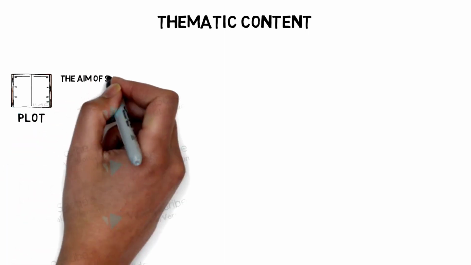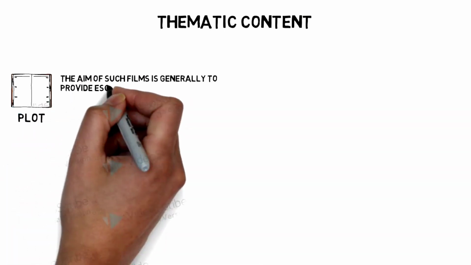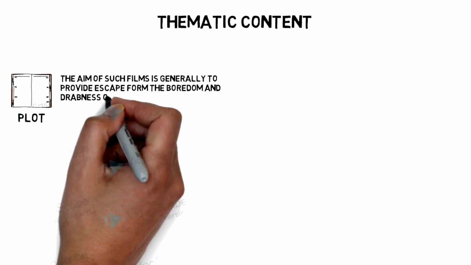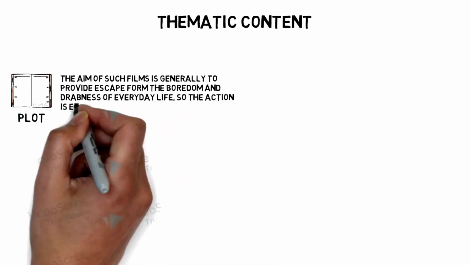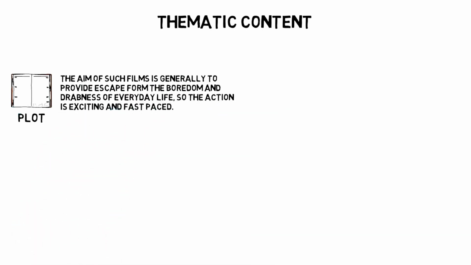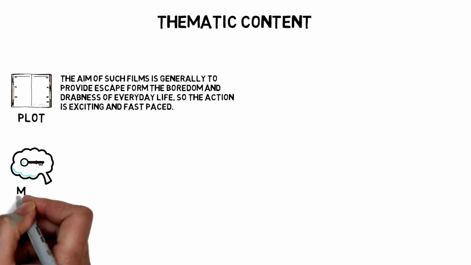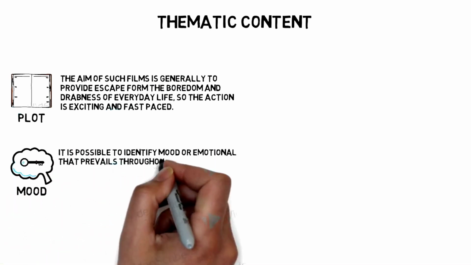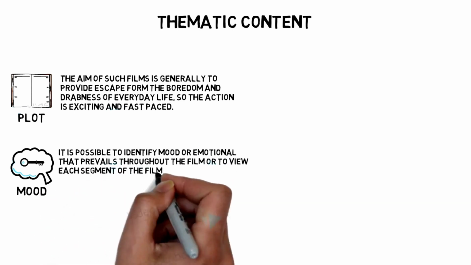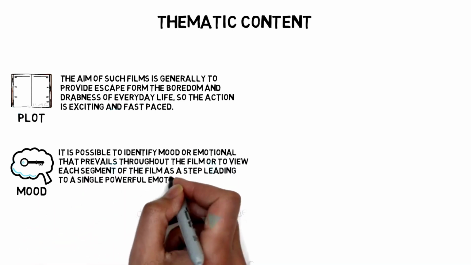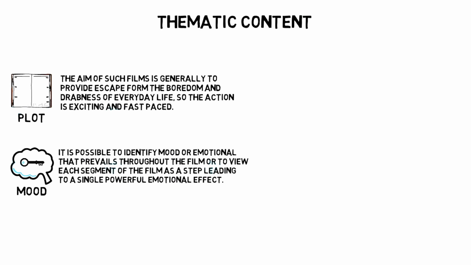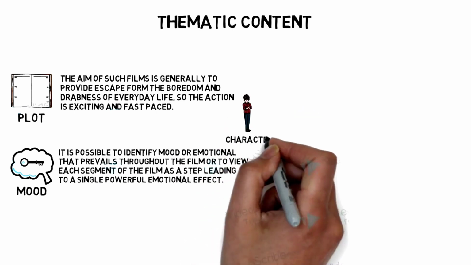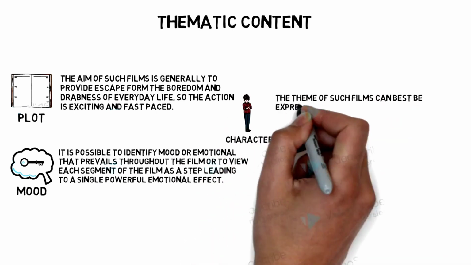Thematic content. In thematic content, there are 4 focuses. First, focus on plot. The aim of such a film is generally to provide escape from the boredom and dreariness of everyday life, so the action is exciting and fast-paced.